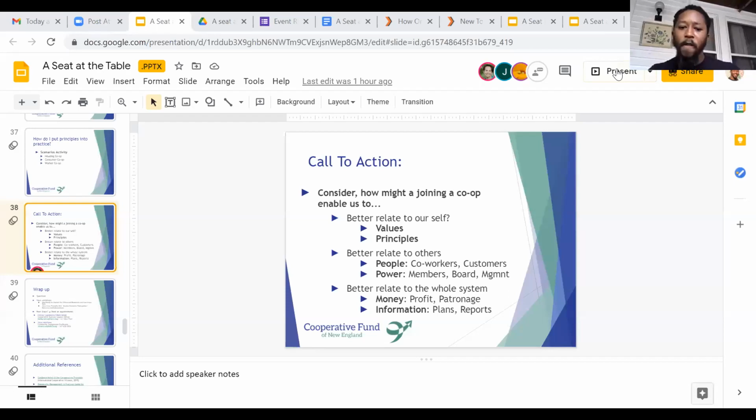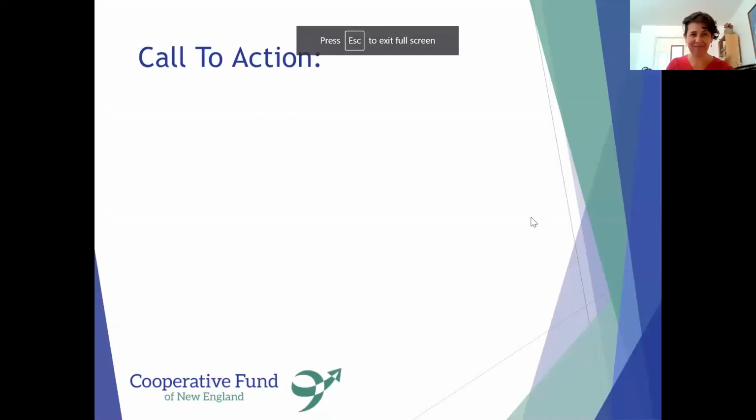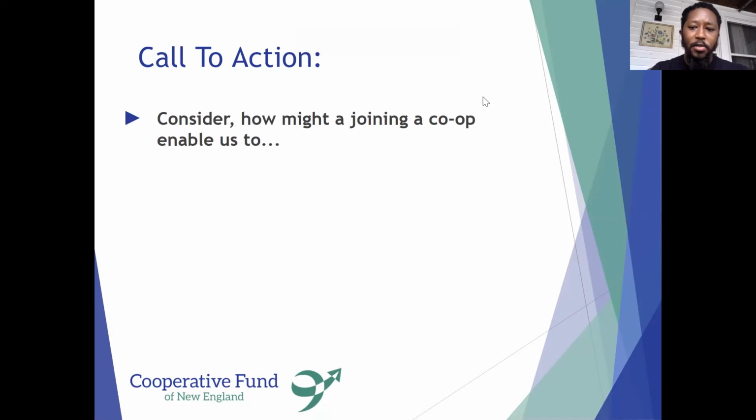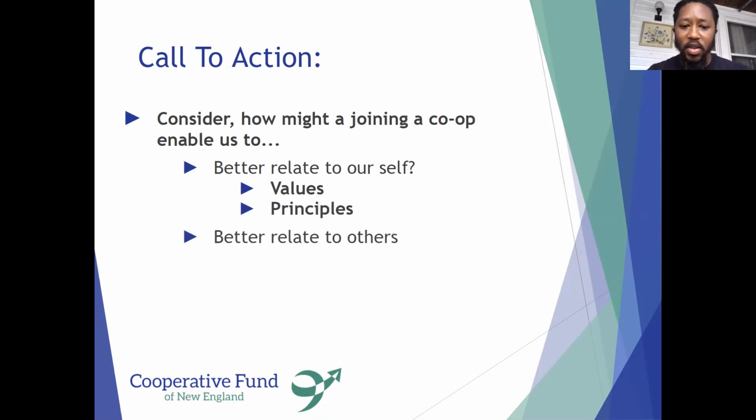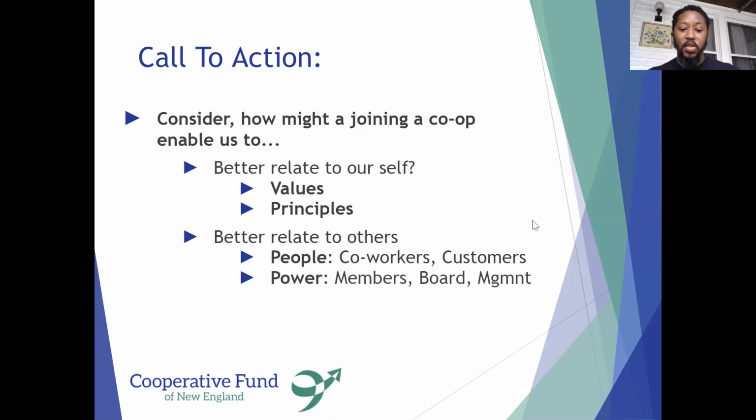All right, so the call to action here is to consider how joining a co-op might enable you to better relate to yourself. What are your values? What are your principles? How are you going to get into the world using those values and principles? How are you going to better relate to others, to the people that you work with, to the customers? How it relates to the power structure: the membership, which votes, the board, which governs, the management, which oversees operations.